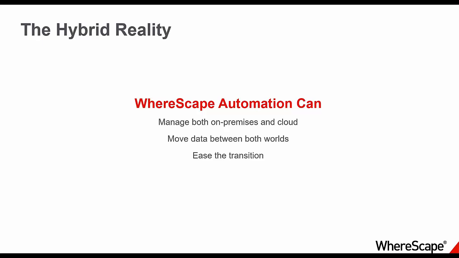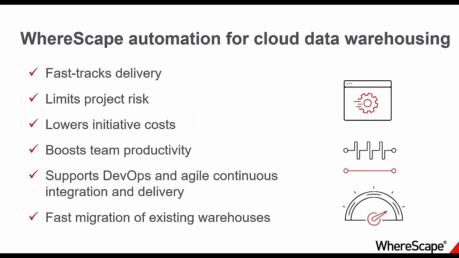Okay, let's look at a final slide for the WhereScape piece here. What does WhereScape automation give you for cloud? It gives you fast-track delivery, so you actually get stuff built much, much faster. You're going to get much lower risk because it's built standardized, using industry best practice. You're going to do all of your discovery as you build, so you fail fast. And so your project is less likely to run over time, and it's less likely to be a failure.